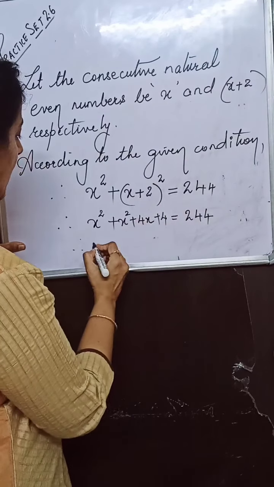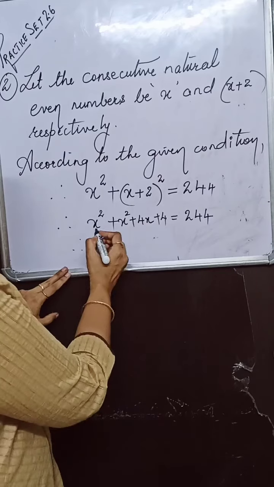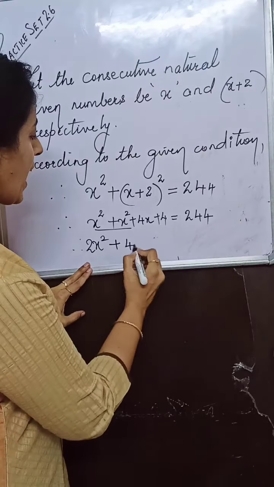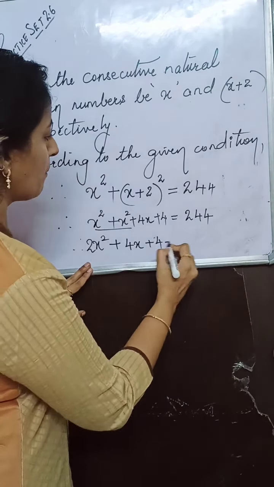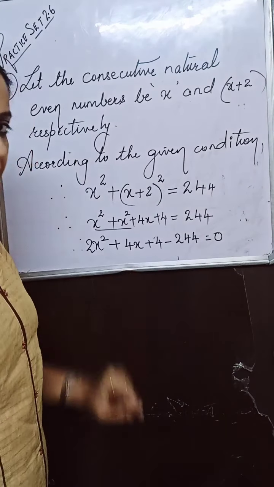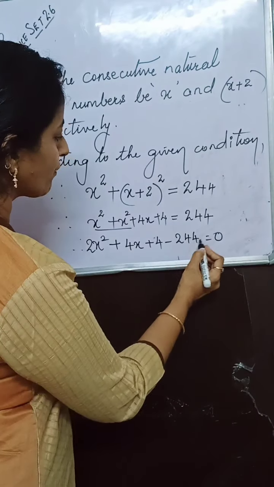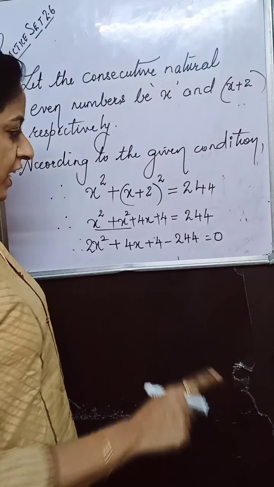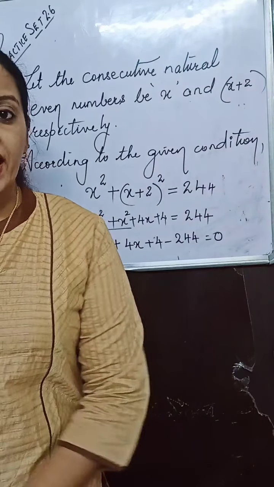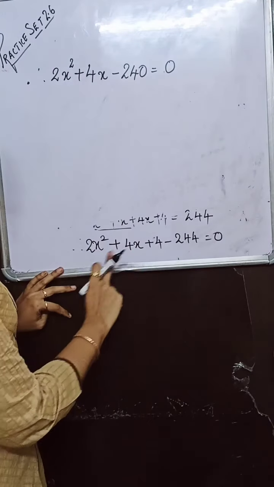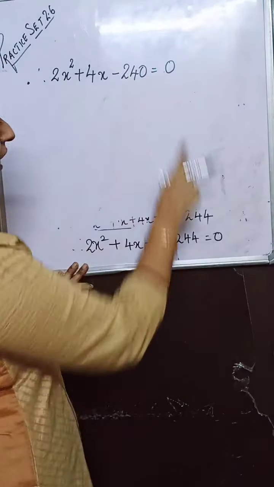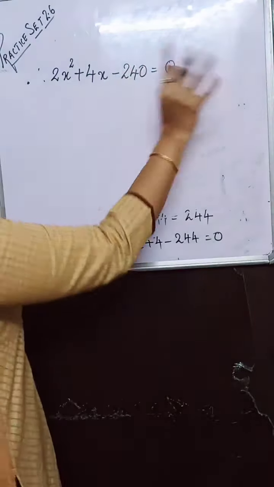Bring 244 to this side. x square plus x square will be 2x square plus 4x plus 4 minus 244 is equal to 0. Plus and minus is minus. How much is 244 minus 4? 240, and you will put the sign of the bigger number, minus sign. So what you get is 2x square plus 4x minus 240 equal to 0.